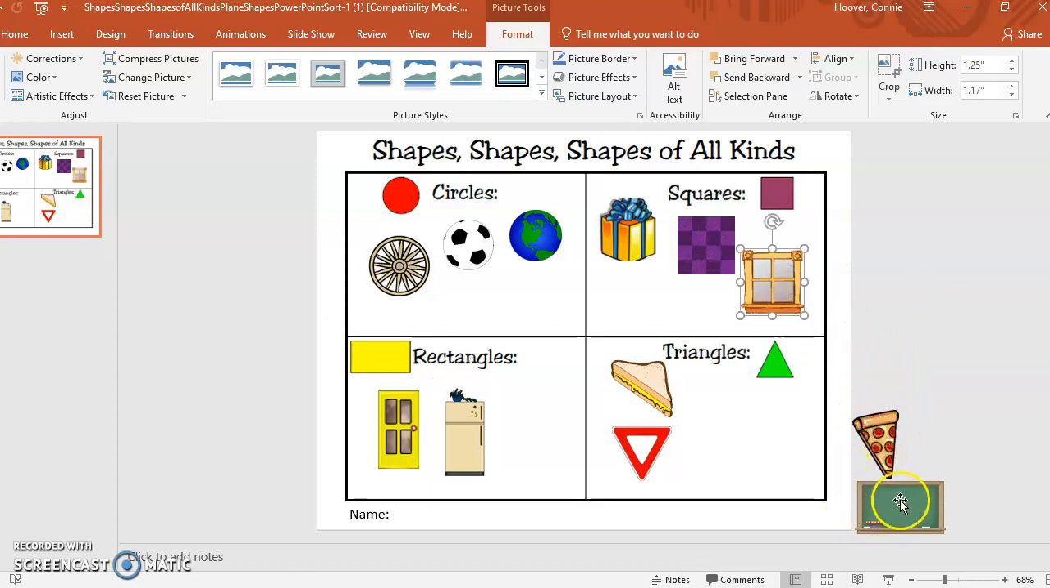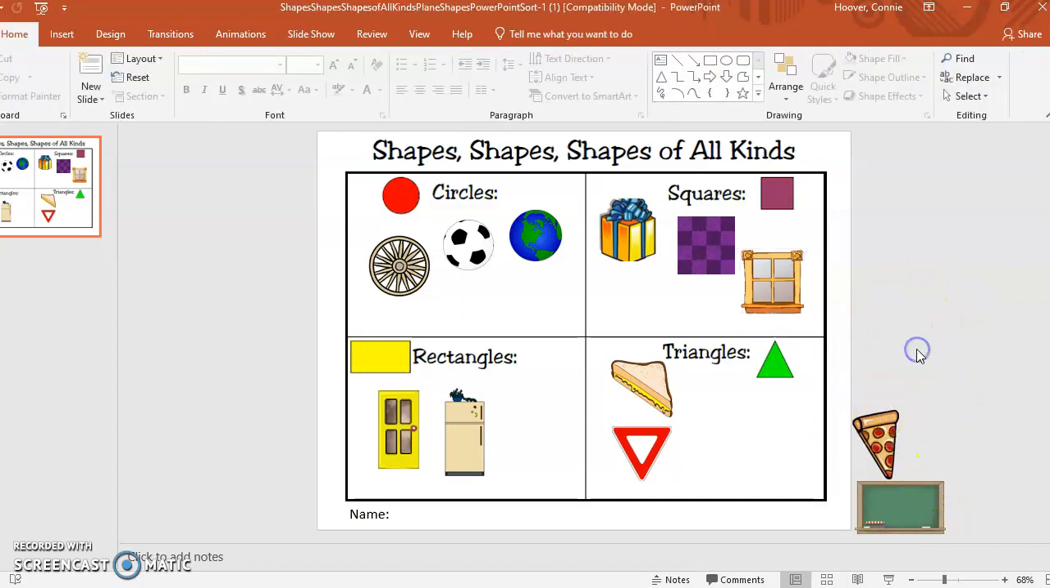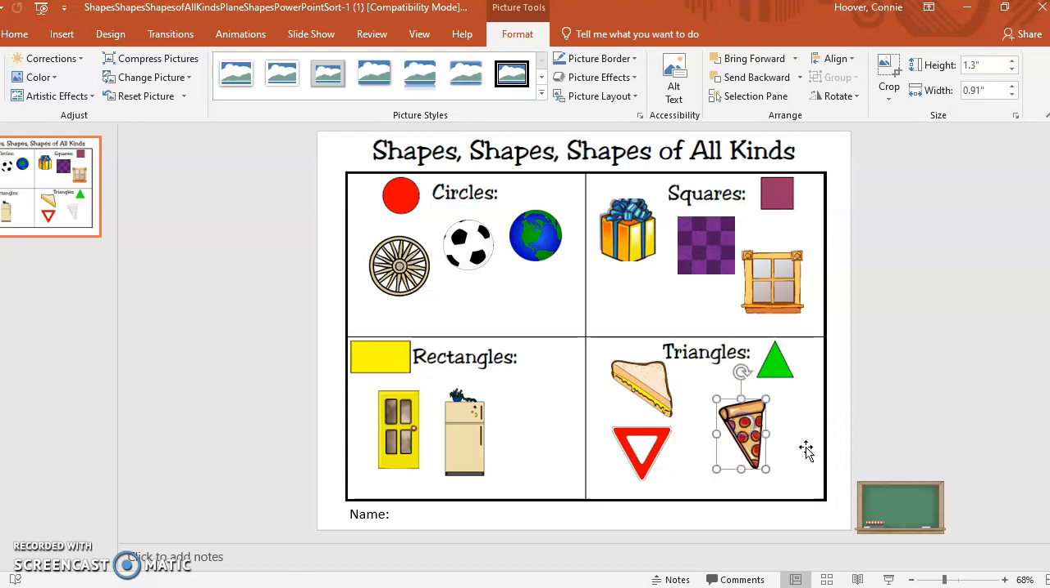Now here is a piece of pizza. We all love pizza, although probably each one of us likes a different type of pizza. This one's pepperoni, kind of one of my favorites. And it is shaped like a triangle. Good. 3 sides, 3 corners. And here is a chalkboard. And it has 4 sides, but not all 4 of them are exactly the same. So it is a rectangle.